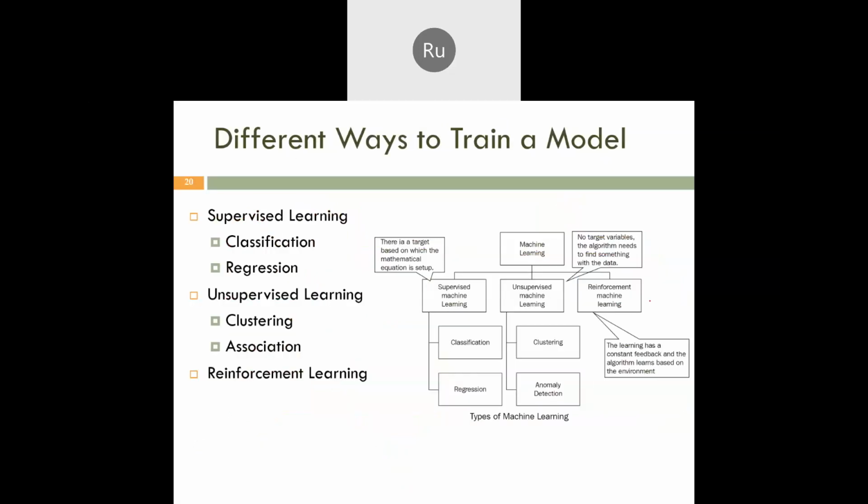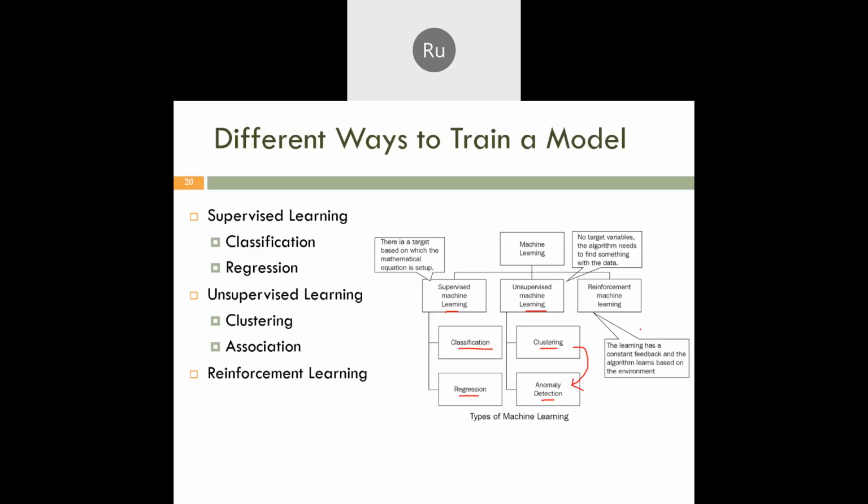Okay. So when we talk about supervised and unsupervised, like I mentioned just now, we have classification and regression for the supervised. And then for the unsupervised, we have clustering and also anomaly detection. So this is more into detecting outliers.